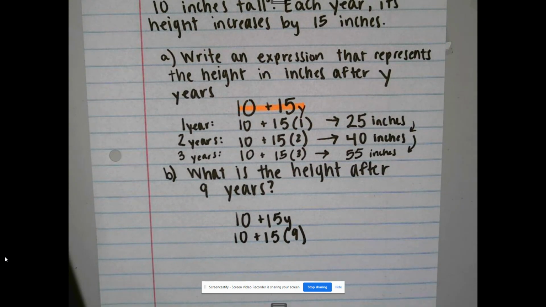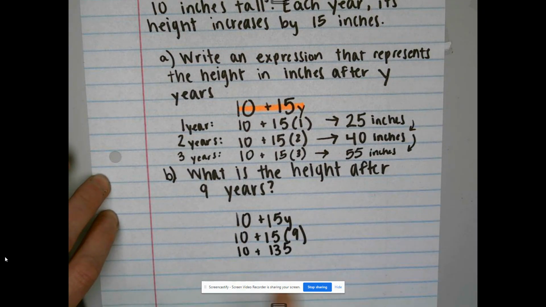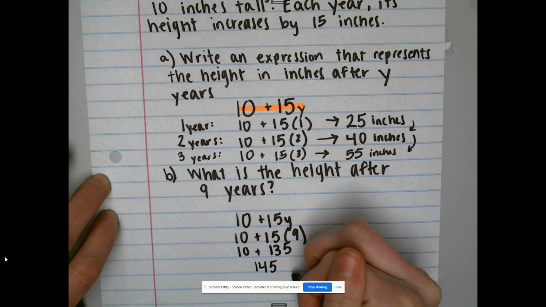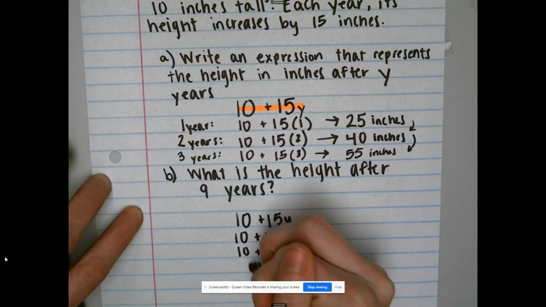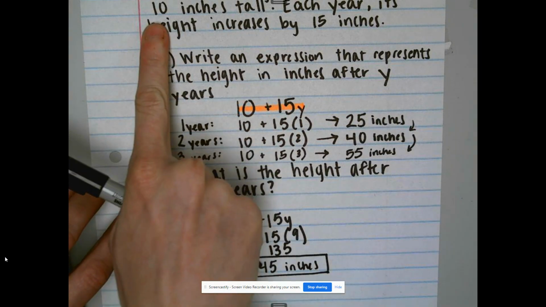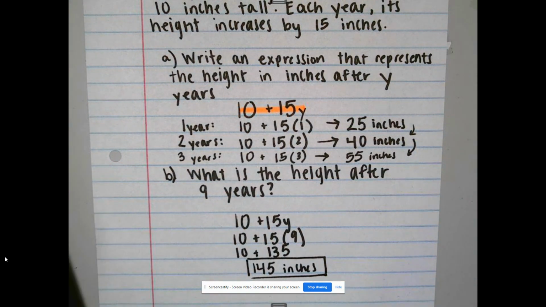So we are going to now do the multiplication. So we're going to do 15 times 9, and that's 135. And then I'm going to add those together, 10 plus 135, and that is 145 inches. So if you have a tree that starts at 10 inches and it grows every year by 15 inches, then by year 9, it will be 145 inches.